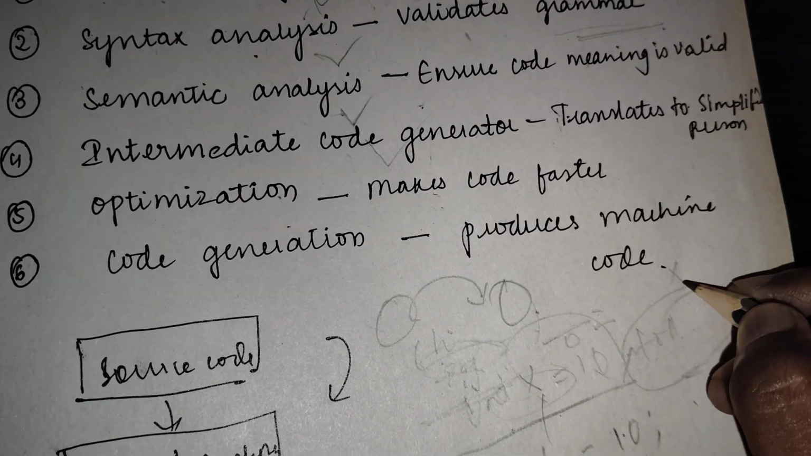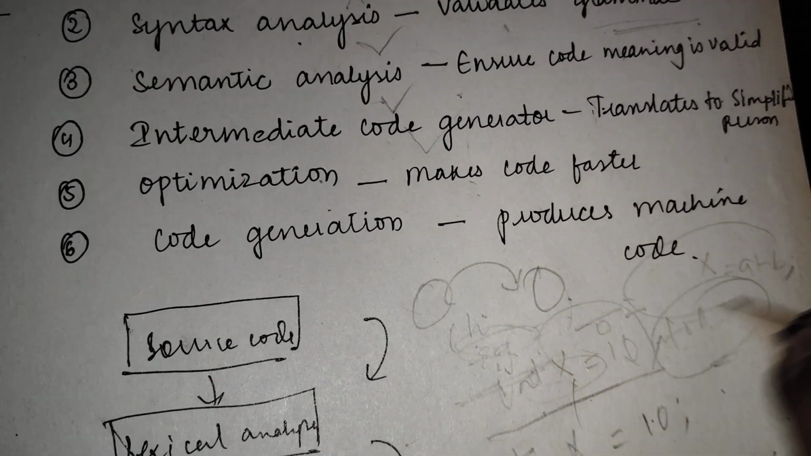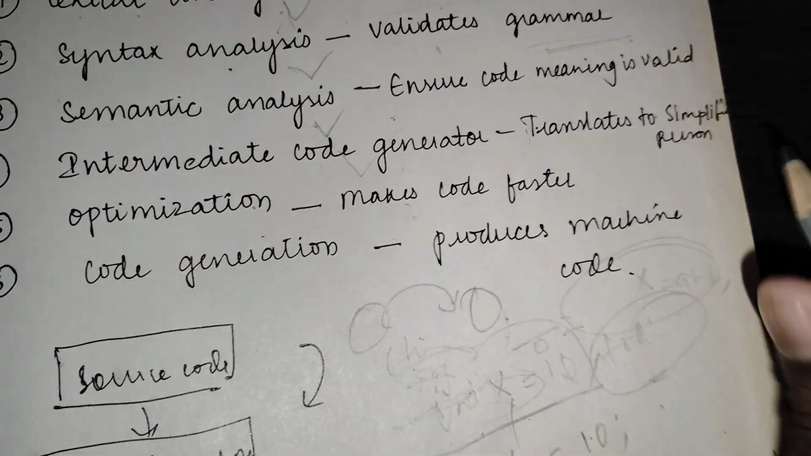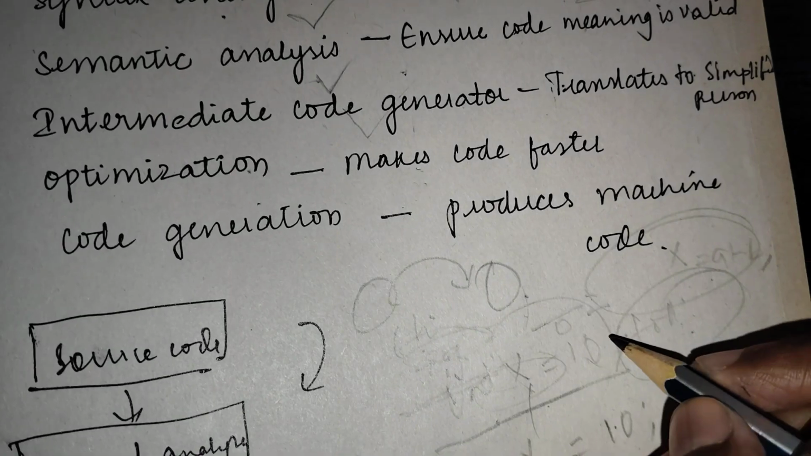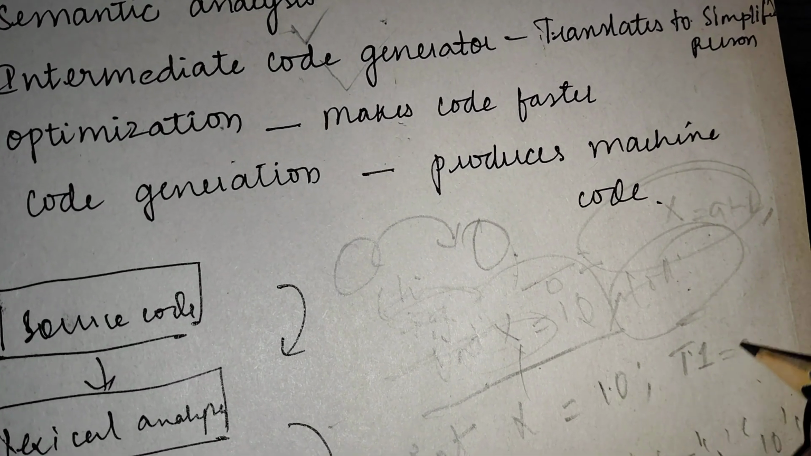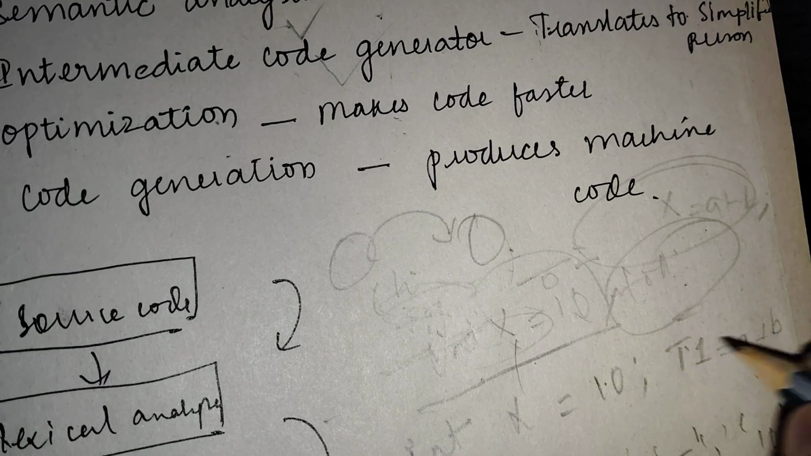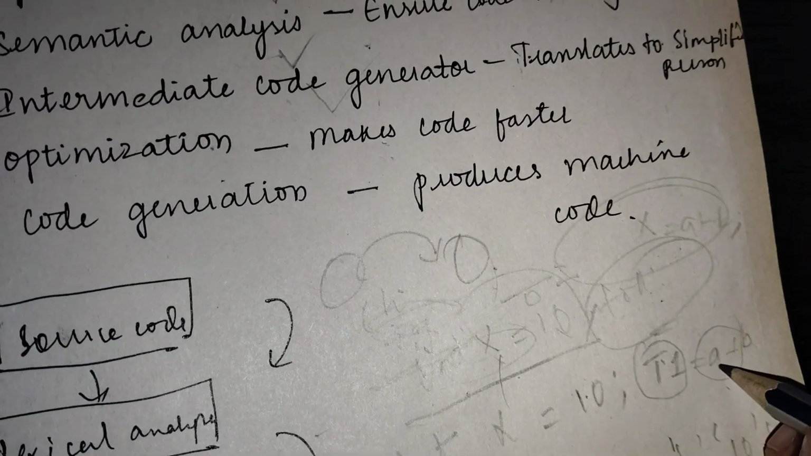For example, the transformation looks like this: x = a + b. This is in high level code, and if you convert this into a low level version, it might look like this: t1 = a + b, which means x will become t1, and a + b will be the same.